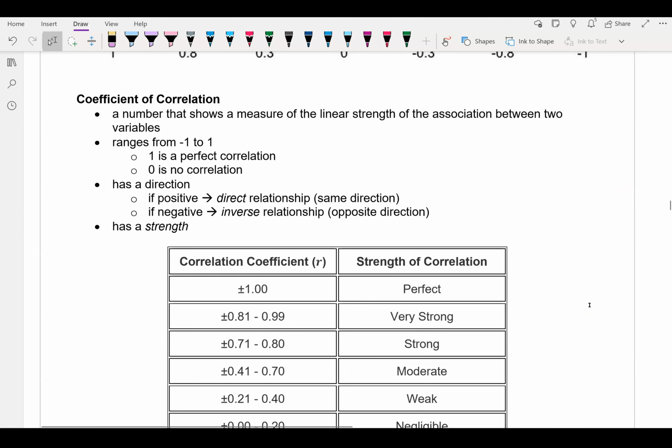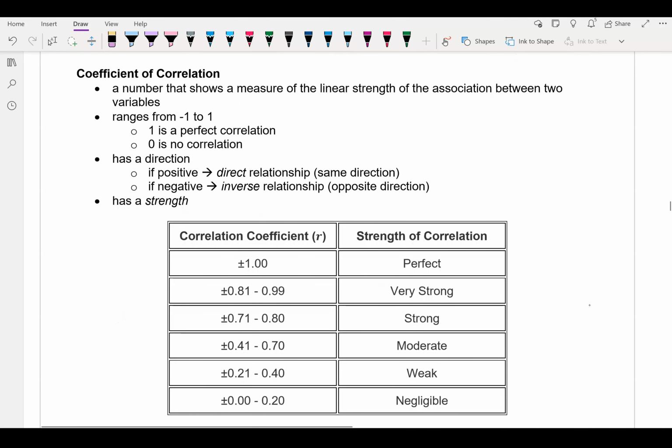To break them down a little bit more specifically, we can use this table. I'll read about the information first. It says coefficient of correlation. Again, this is R. A number that shows a measure of the linear strength of the association between two variables. Let's just remember, this is correlation. Doesn't mean that they're causing each other. Causation. They're not the same. It ranges from -1 to 1, 1 being perfect, 0 being no correlation.